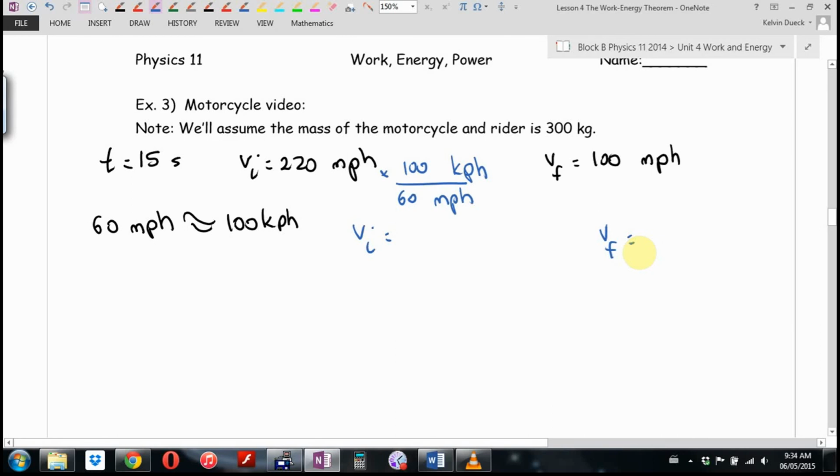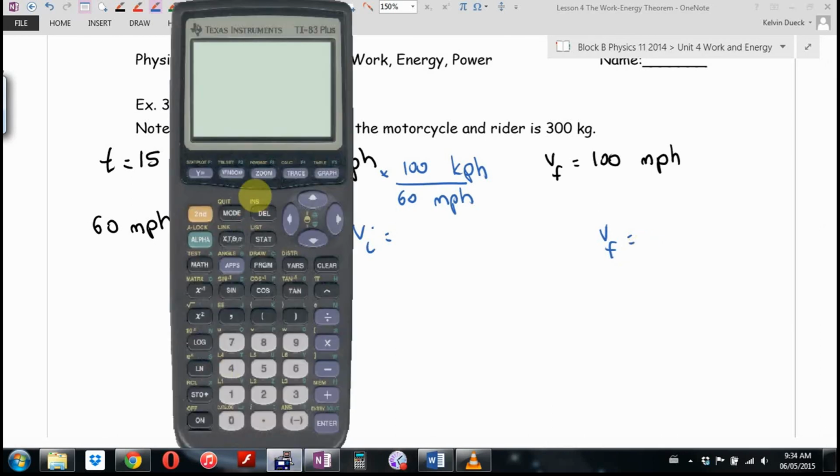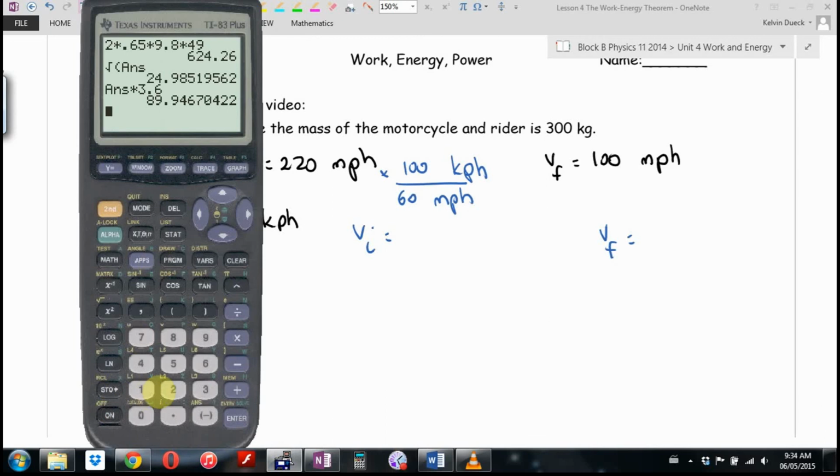First of all, let's do VI. It's going to be 220 times by 100, divide by 60. Now that's kilometers per hour. But what do we do our speed in?